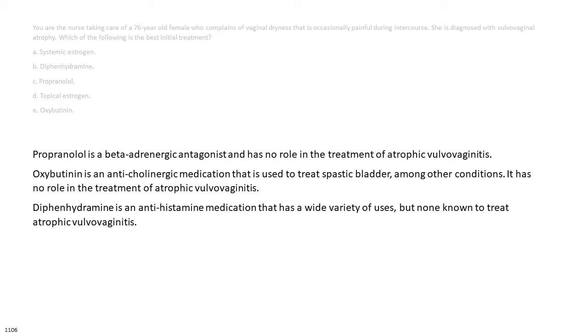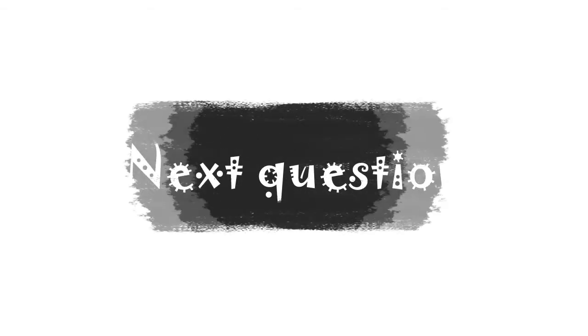Propranolol is a beta-adrenergic antagonist and has no role in the treatment of atrophic vulvovaginitis. Oxybutynin is an anticholinergic medication that is used to treat spastic bladder, among other conditions. It has no role in the treatment of atrophic vulvovaginitis. Diphenhydramine is an antihistamine medication that has a wide variety of uses, but none known to treat atrophic vulvovaginitis.